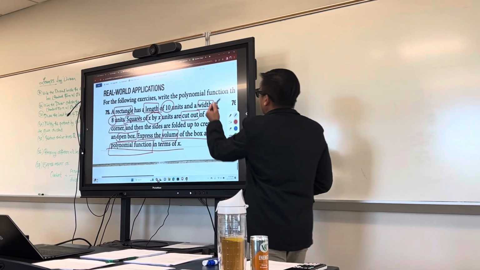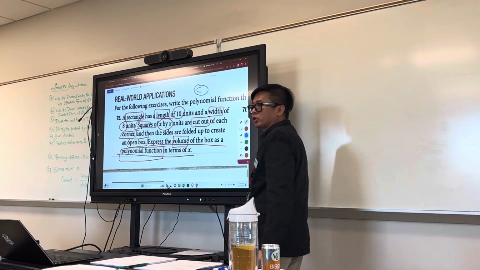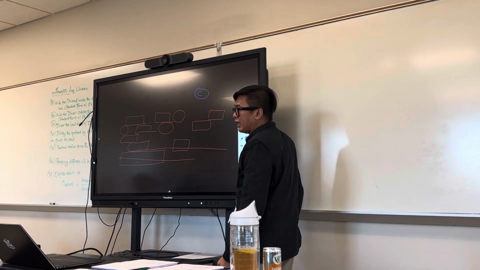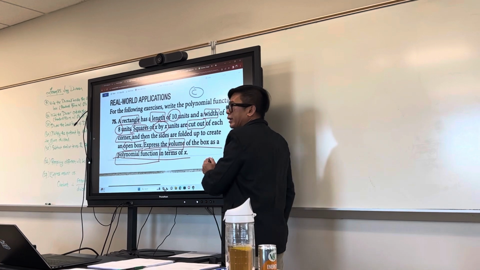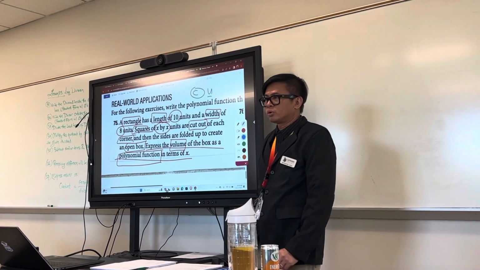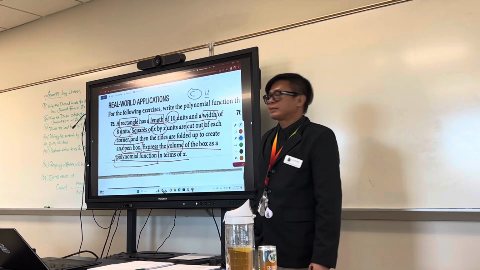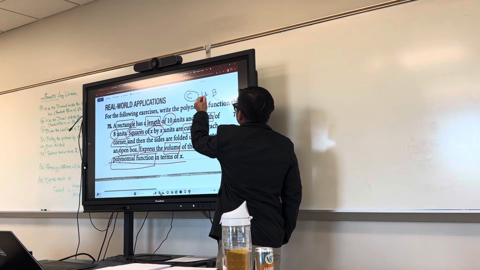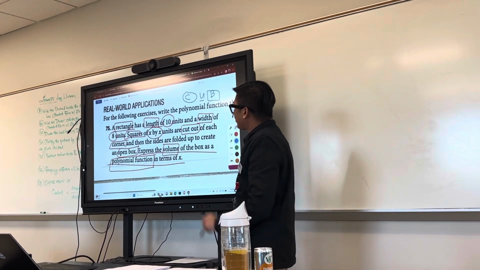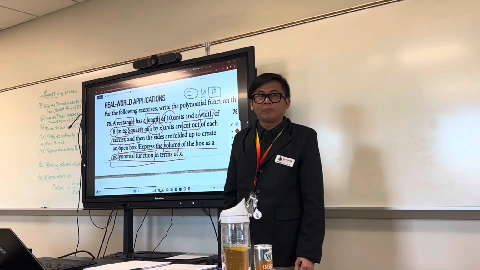So again, we circle the numbers, right? 10 and 8, also x by x. Underline the problem, or what's being asked, to express the volume in terms of x. Then we box the keywords and phrases like length, width, rectangle, squares, cutout, corner, volume, and open top box.